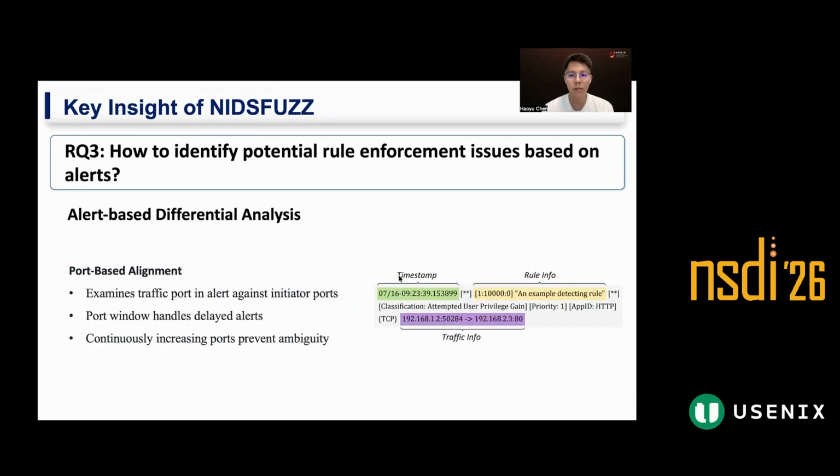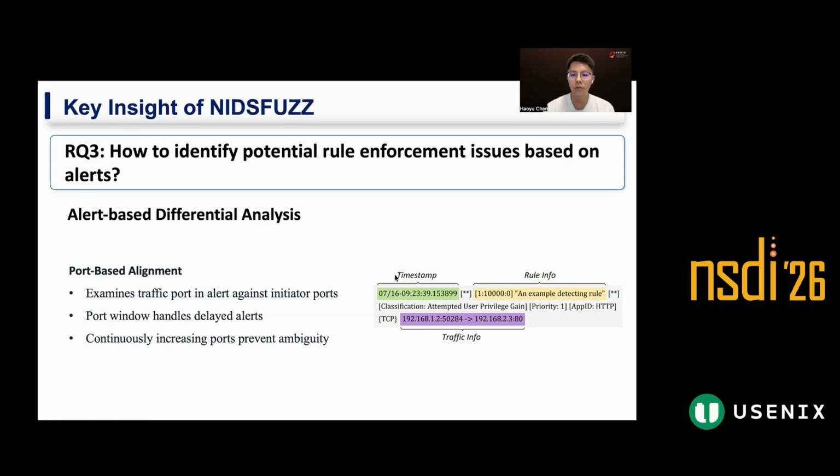The third challenge is sanitization. Once we have injected test traffic, how do we identify potential rule enforcement issues? In traditional fuzzing, we may look for memory errors or sanitizer reports, but this does not directly apply to NIDS. And NIDS is transparent to endpoints. It does not interfere with the traffic. It only observes. So the only signal we have is the generated alerts.